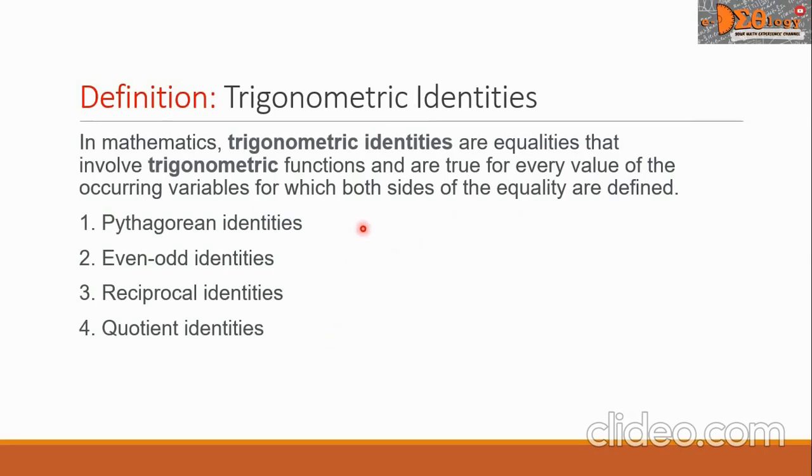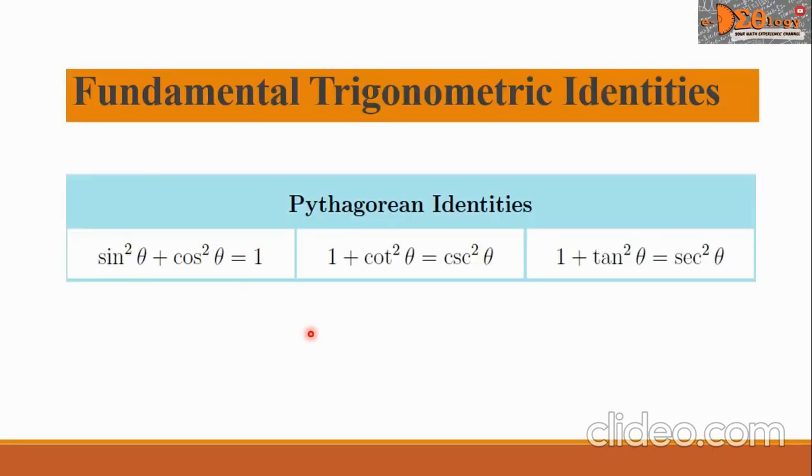Number one, Pythagorean identities. Second, even-odd identities. Number three, reciprocal identities. And number four, quotient identities. Let's begin with Pythagorean identities.